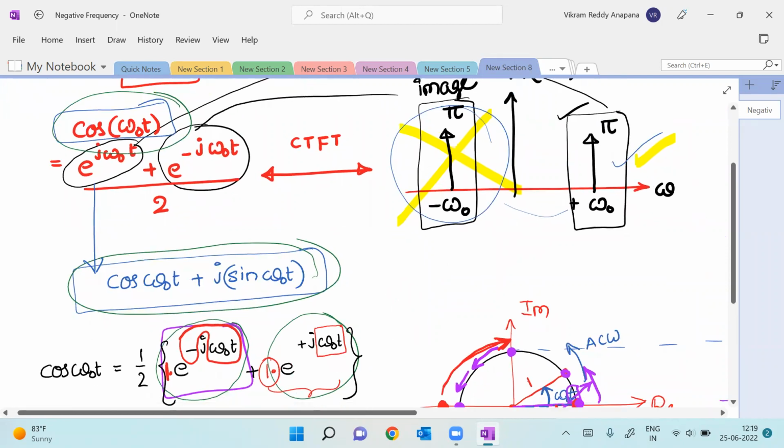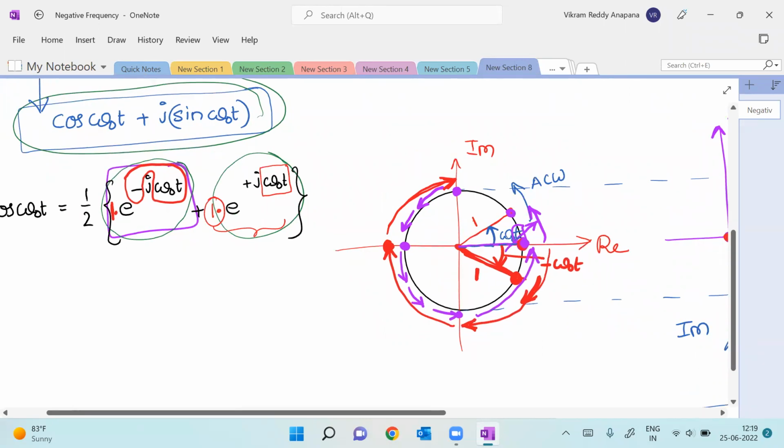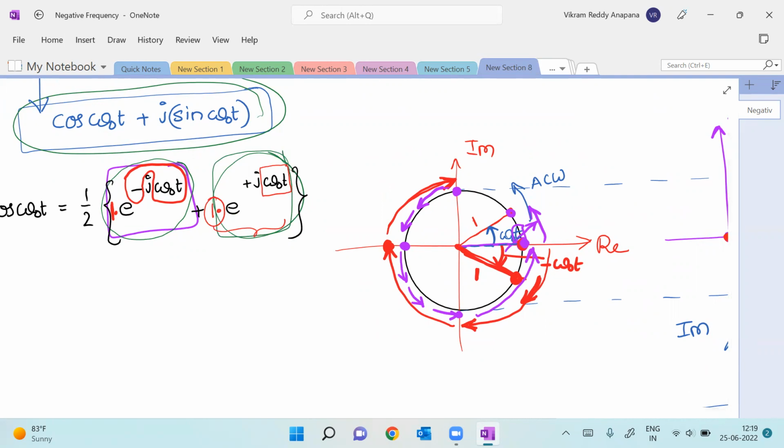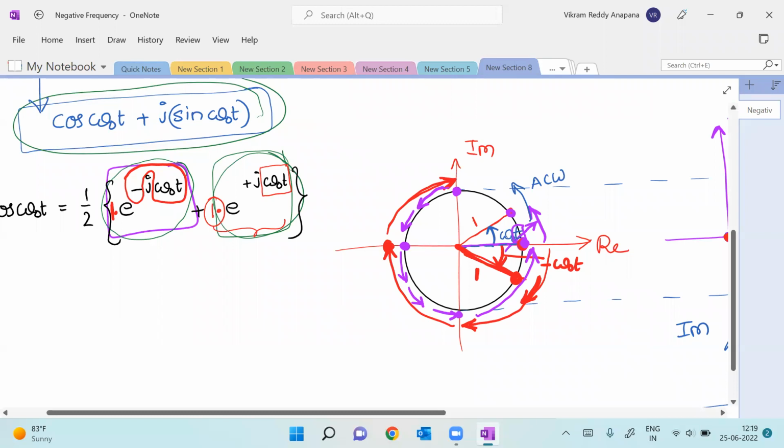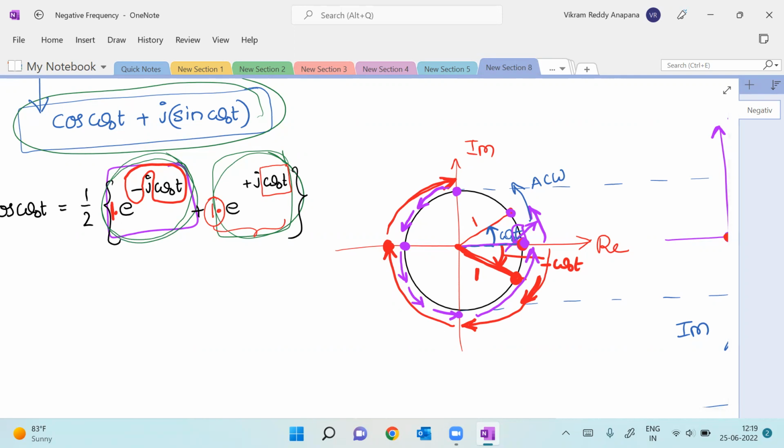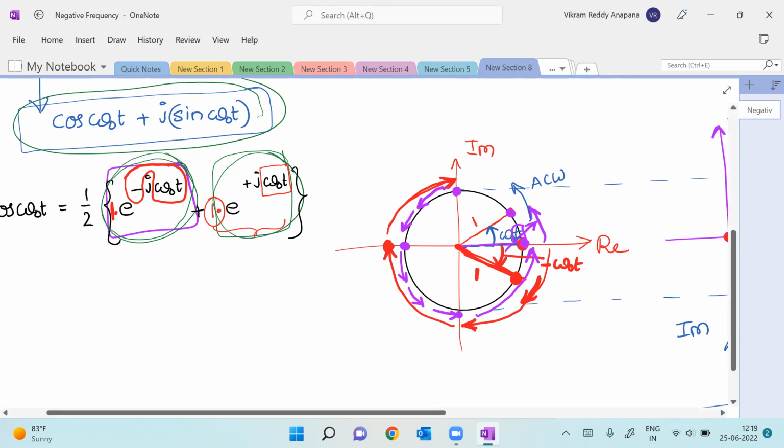All right, so what we can understand is that e power j omega naught t is like a phasor, a rotating quantity, along the anti-clockwise direction, which is the direction of rotation by convention. And e power negative j omega naught t is nothing but rotation in the clockwise direction. So two opposite directions of rotation can be represented graphically this way, right?